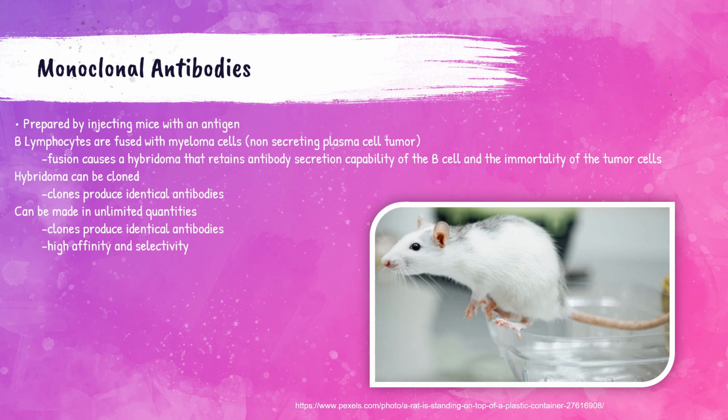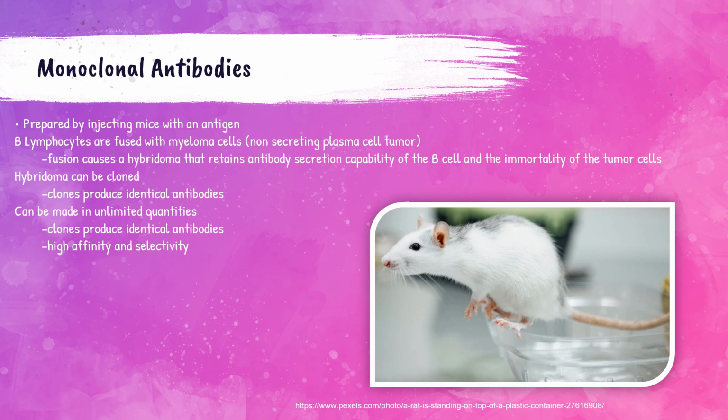tumor cells. So we're fusing together a B lymphocyte, which can produce and secrete antibodies, with a myeloma tumor cell that is dividing indefinitely. Once these hybridoma cells are created, they can be cloned. A single clone is capable of producing antibodies that are identical in molecular structure to the original. The antibody can be produced in unlimited quantities.